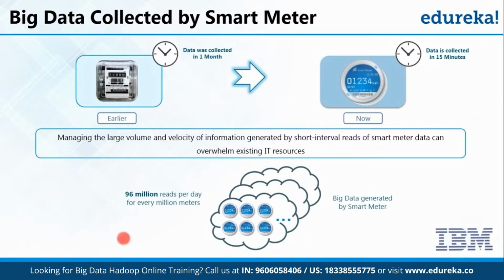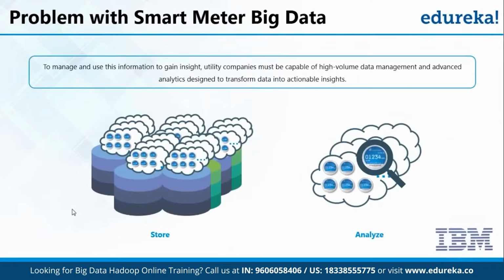So we have some stats here which say that we have 96 million reads per day for every million meters, which is pretty huge. The amount of data that is generated is pretty huge. Now IBM realized that the data they're generating is very important for them to gain something from. For that, they need to make sure that they analyze this data. So they realized that big data analytics can solve a lot of problems and they can get better business insight through that. So let us move forward and see what type of analysis they did on that data.